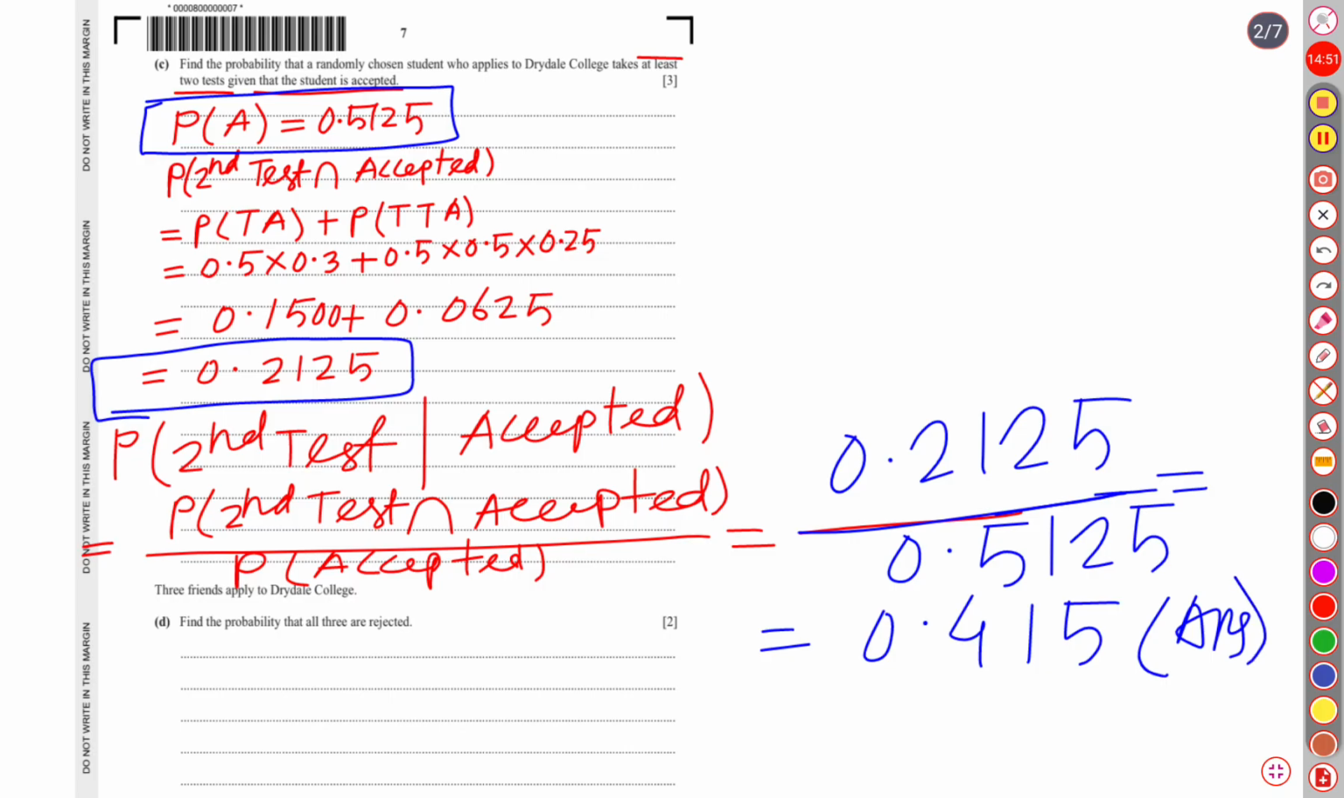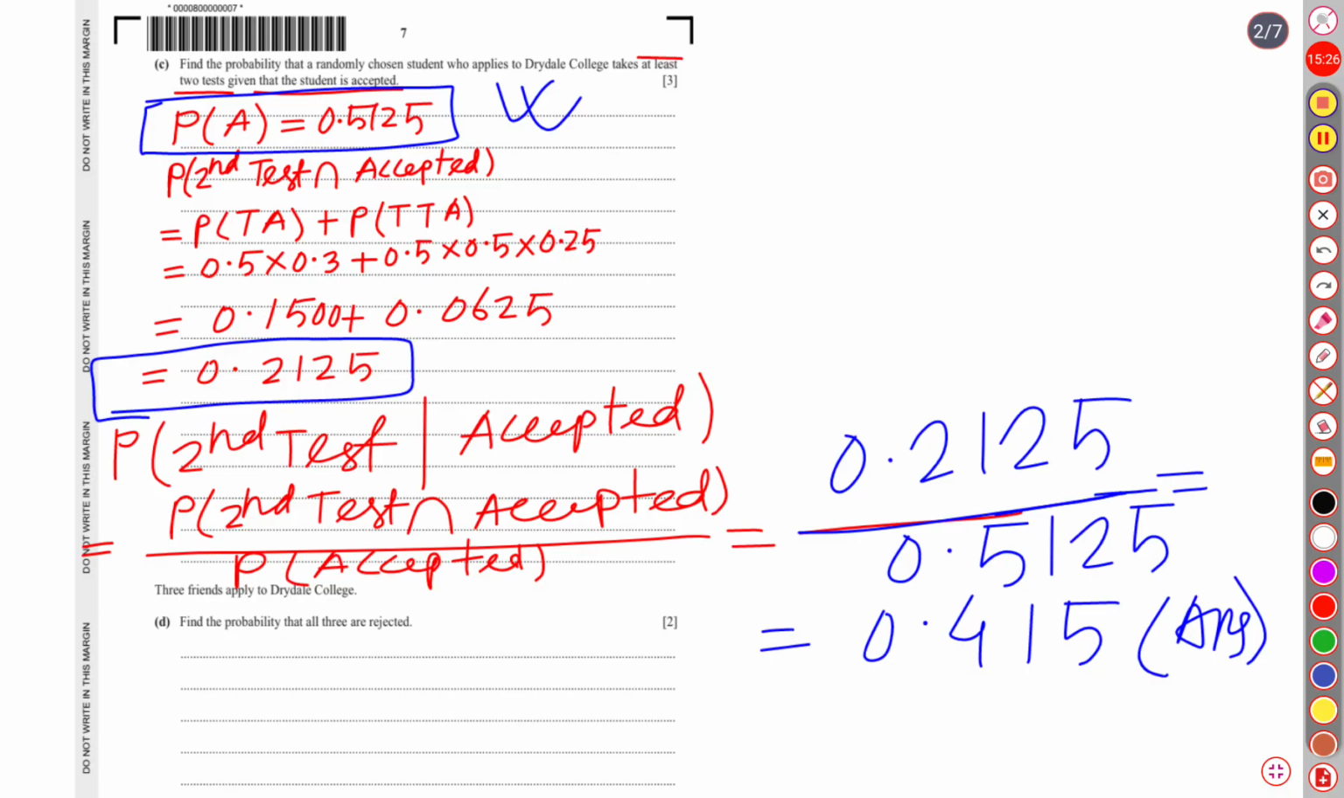Whenever such a question has a given condition, first of all we will find the probability of the latter one, that is, accepted. Then we find accepted and second test, the intersection of these two. After that, the second test intersected by accepted will be divided by the probability of accepted without any restriction. Without any restriction is actually this, accepted, and this probability has been obtained from the solution of part B.